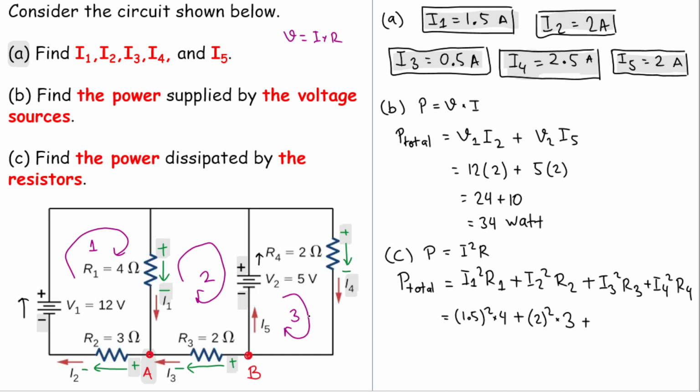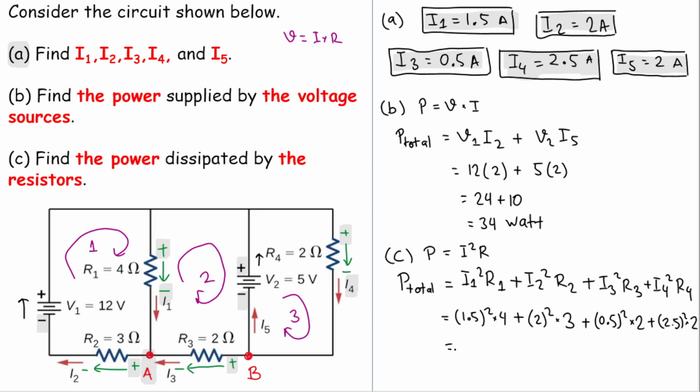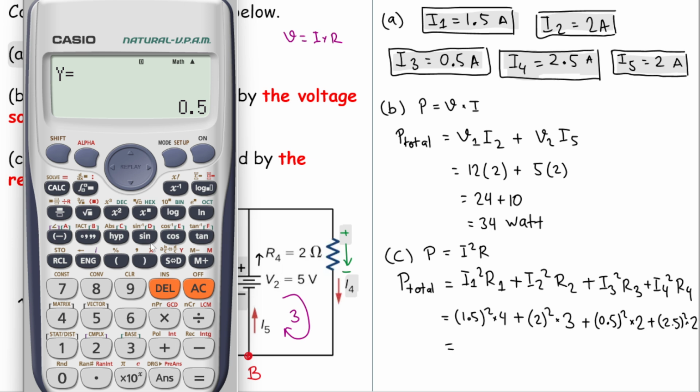And then plus I3. I3 is 0.5. So I have 0.5 squared multiplied by R3. R3 is 2. And then I4 is 2.5. Okay, so I have 2.5 squared. And then R4. R4 is 2. And I think the fastest way to calculate this is using a calculator, right? So let's set this up as a computation. So we'll have 1.5 squared multiplied by 4.